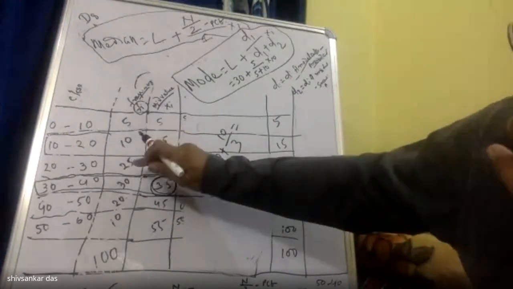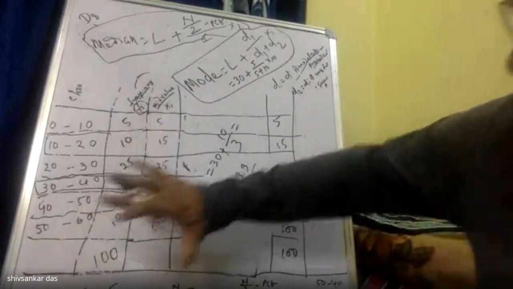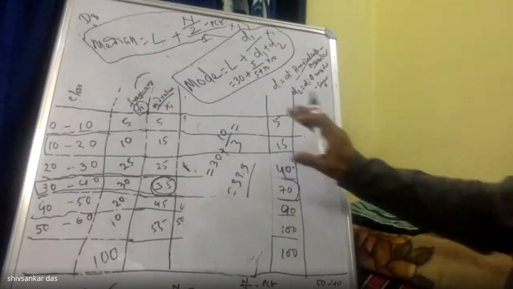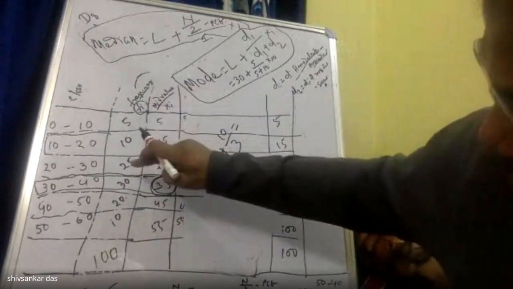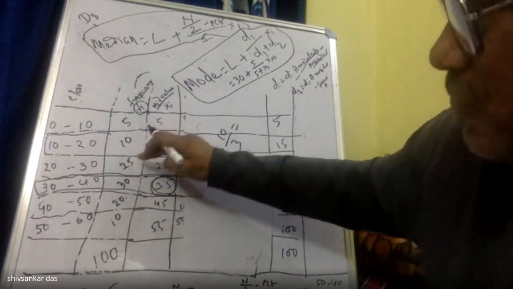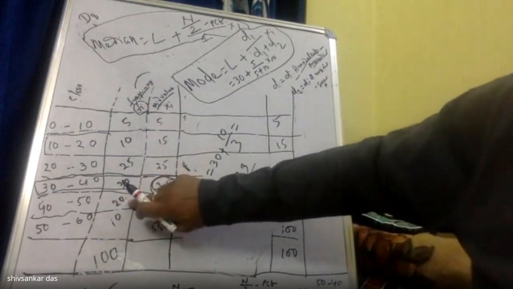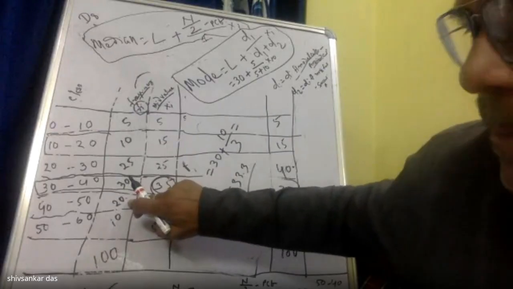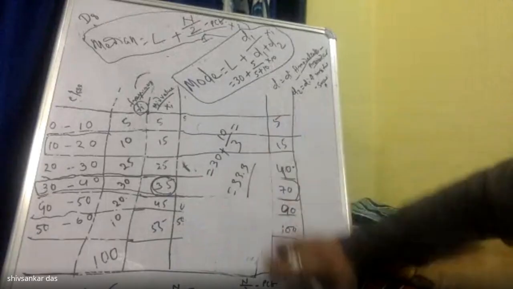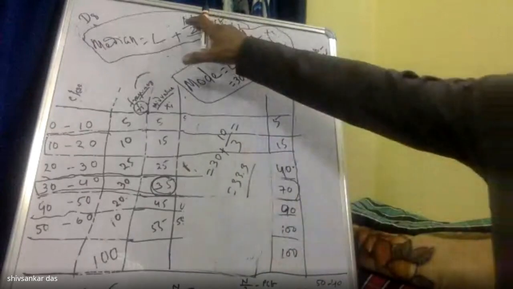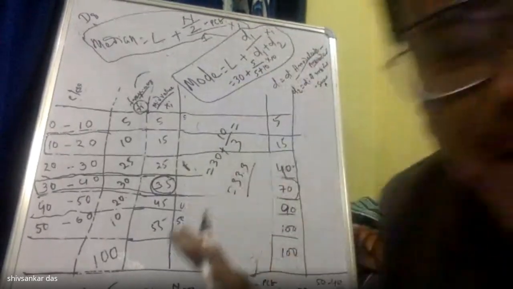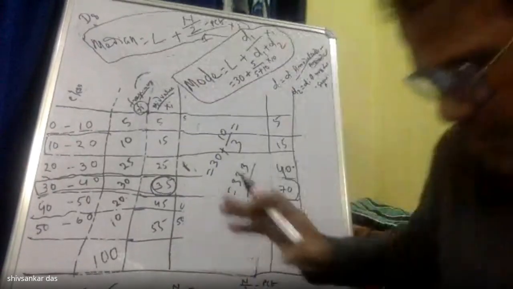Sir, I have a doubt about these differences D1 and D2. Is it the modal class frequency minus the previous cumulative frequency? No. Modal class frequency is 30, minus 25, and 30 minus 20. There is no cumulative frequency here. We use the previous cumulative frequency only for the median, that said 89. Okay sir. Thank you.